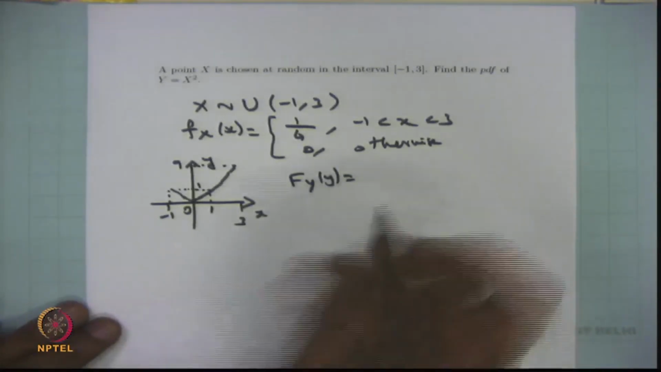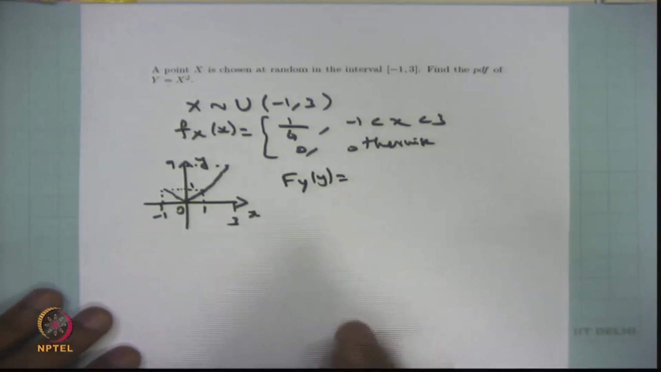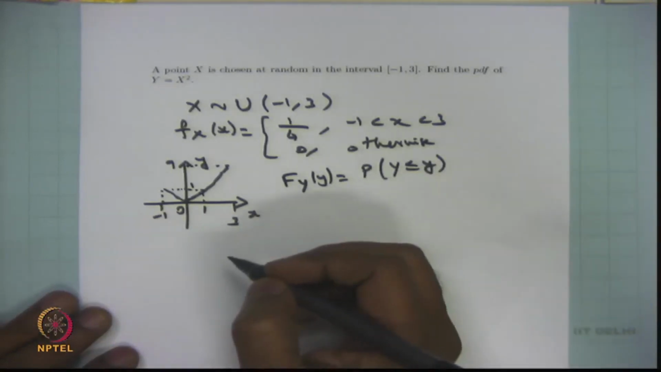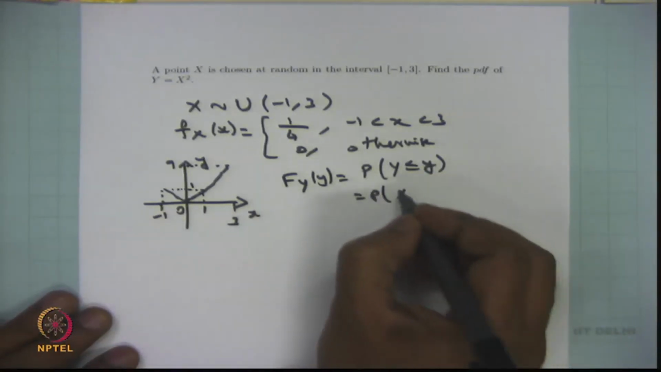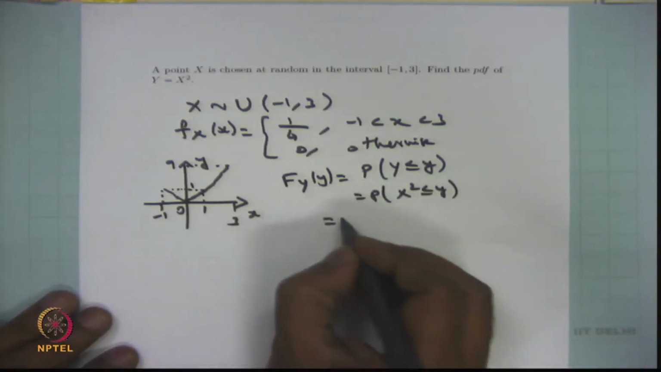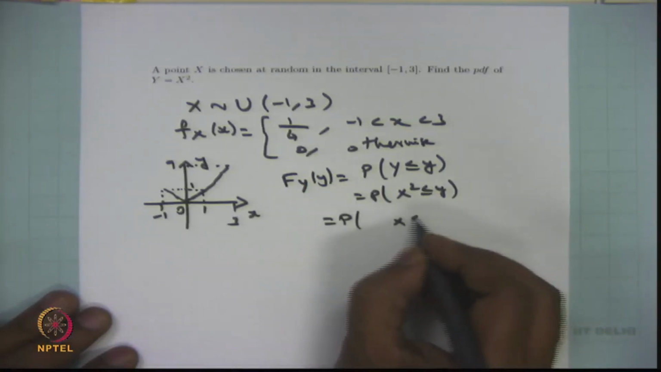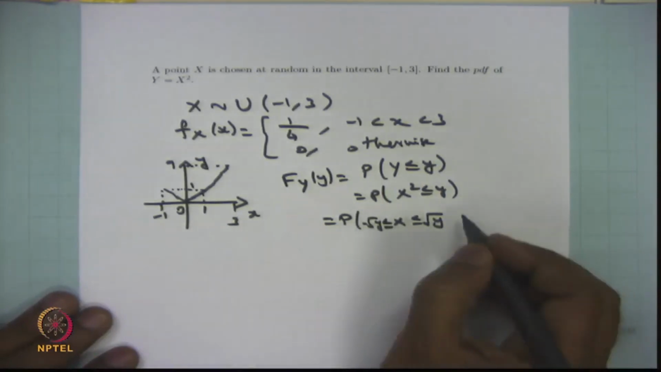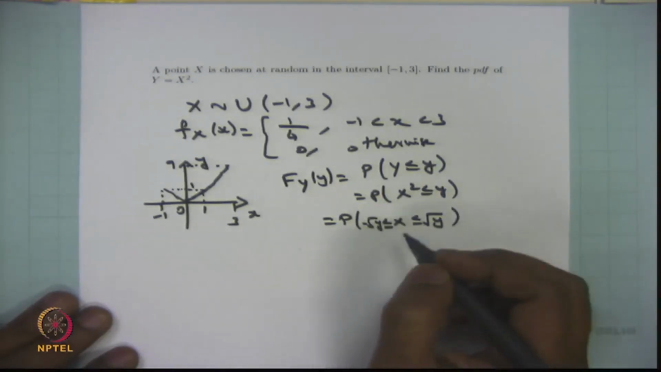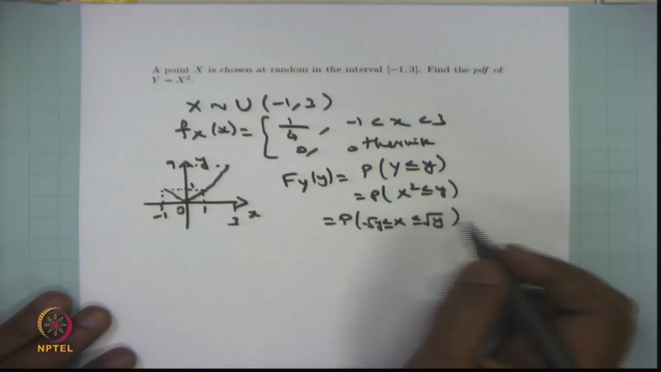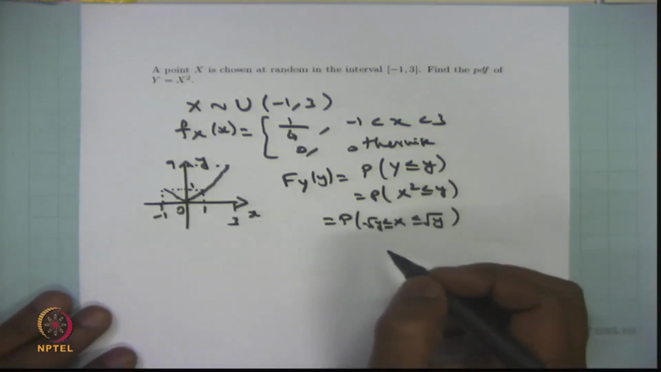Let us first write how the CDF is going to be calculated. The CDF of the random variable y is the probability that y takes a value less than or equal to y. That is the same as the probability that x square is less than or equal to y. That is the same as the probability that x lies between minus square root of y and plus square root of y. Here I am making the assumption y is greater than 0. As I said, the CDF till 0 is going to be 0. So, our calculation goes for the CDF in the interval 0 to 9.